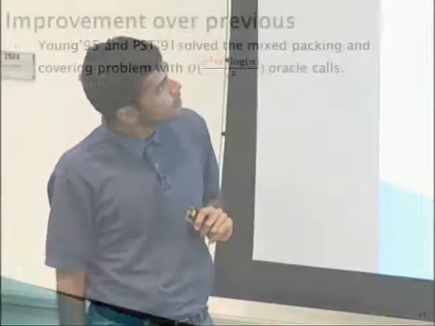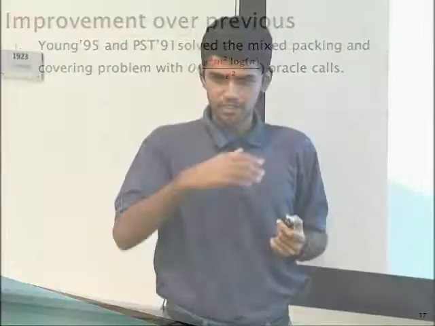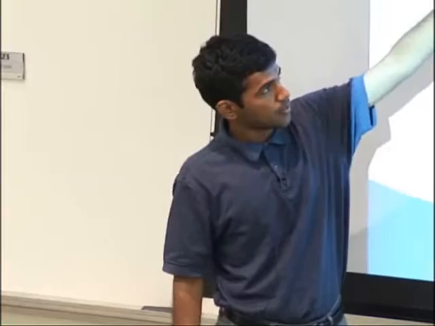Of course, while talking about mixed packing and covering LPs, there's a long line of previous work on this. Young in 95 and Plotkin, Shmoys, and Tardos in 91 solved a fairly general class of mixed packing and covering LPs. But the thing is, they require gamma squared m squared by epsilon squared times some log oracle calls.